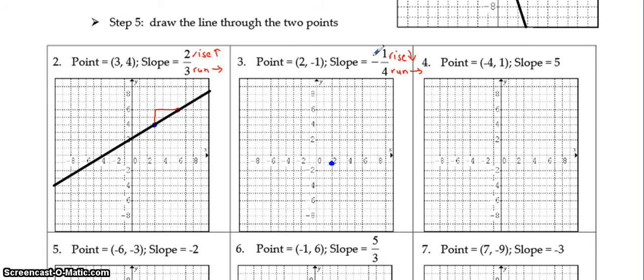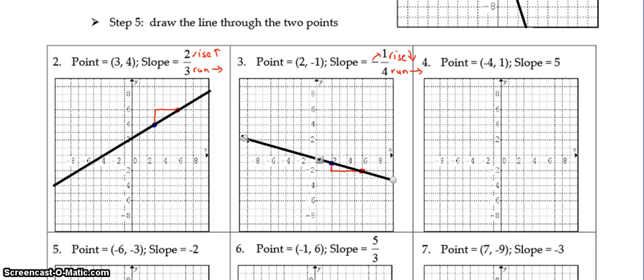Now one thing you want to realize is when there's a negative in your slope, it's either the rise or the run that's negative. Typically, the negative would go with the rise, but sometimes the negative can go with the run as well. So we're going to go down 1 and 4 to the right. 1, 2, 3, 4. There's your second point. And then draw a line through those 2 points.